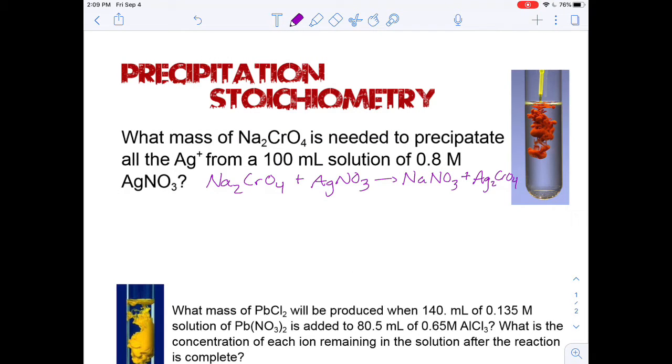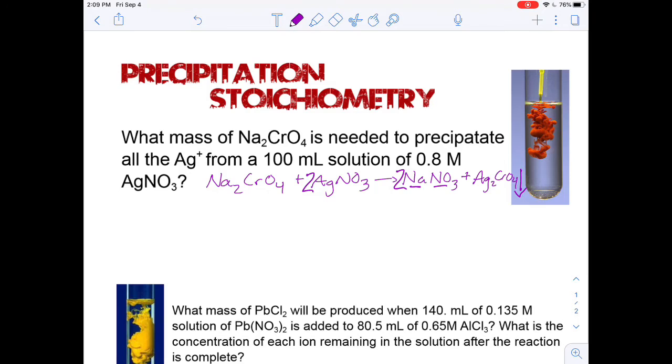Now we need to balance this. So there's a 2 on the silver, and because of that, the 2 with the nitrate. If you look at your solubility rules, you should notice that I have sodium and nitrate, so that's got to be aqueous, so the silver chromate must be my solid. I can do a down arrow, or I can just say that it is a solid in my states of matter.